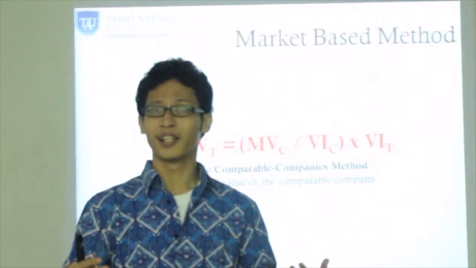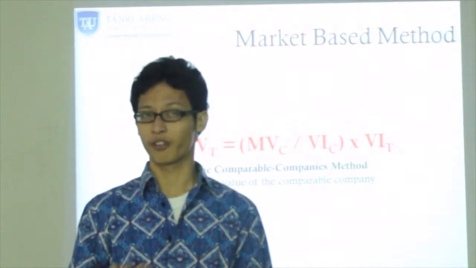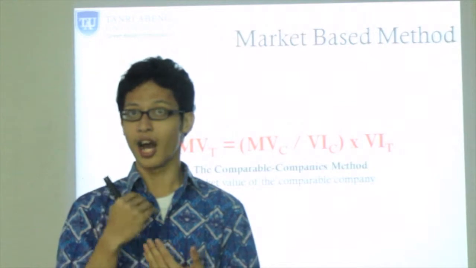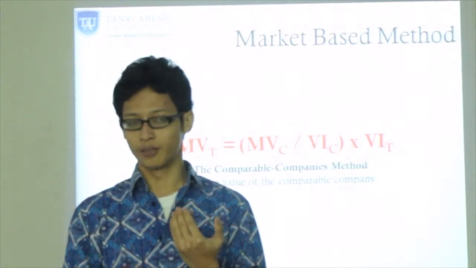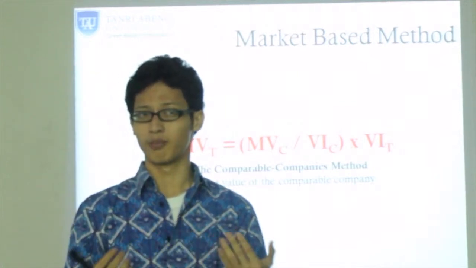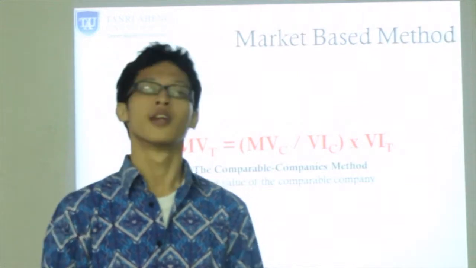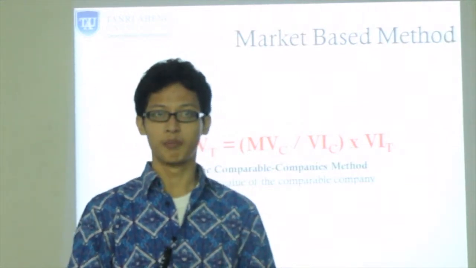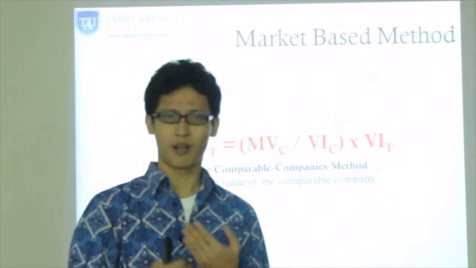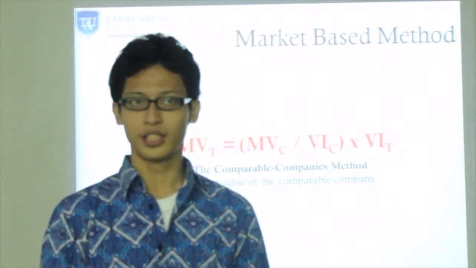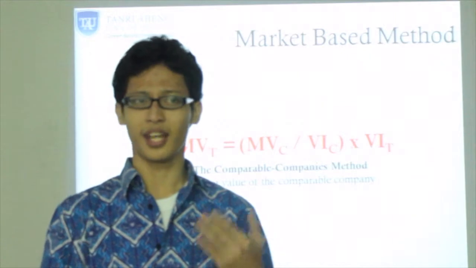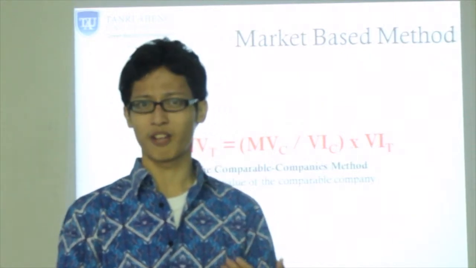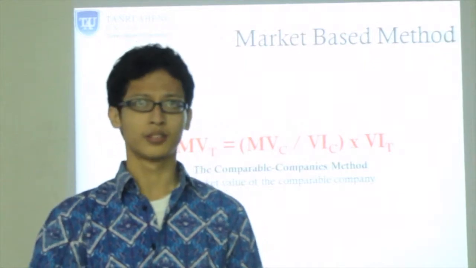And this is applying the relative valuation method. The formula is MVT equals MVC divided by VIC times VIT, in which MVT is the market value of the target company, MVC is the market value of the comparable company, VIC is the measure of value for the comparable company, VIT is the measure of value for company T, and MVC divided by VIC is called the market value multiple from the comparable company.